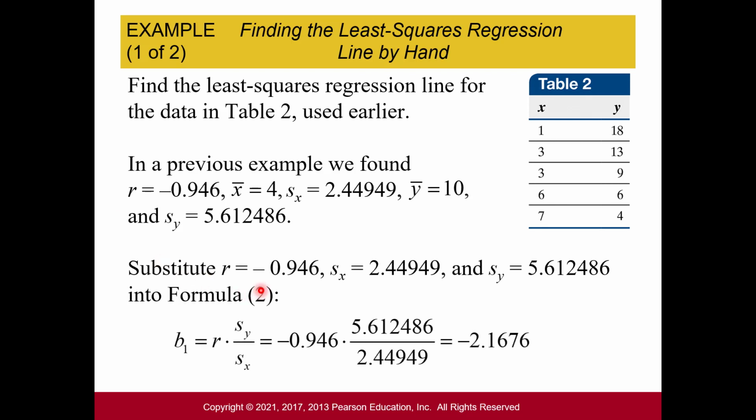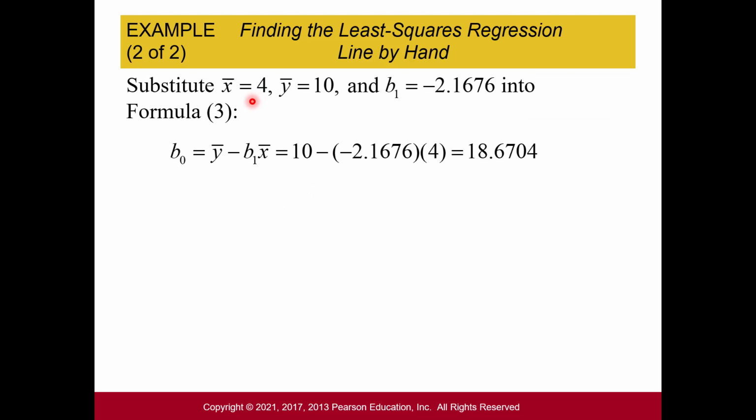Okay, so we're going to substitute into our formula first for what we're calling the slope, which was b sub 1. And so notice we're plugging in 3 places. We plug in r, and we times that by the quotient or division of the standard deviation for y divided by the standard deviation of x. Okay, so when you calculate this, you get that your slope is negative 2.1676. And remember, if you're going to keep calculating, use the unrounded value until you're done.